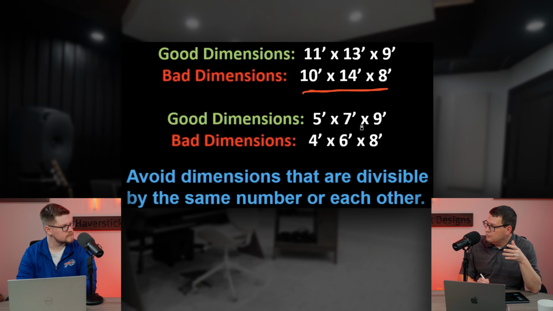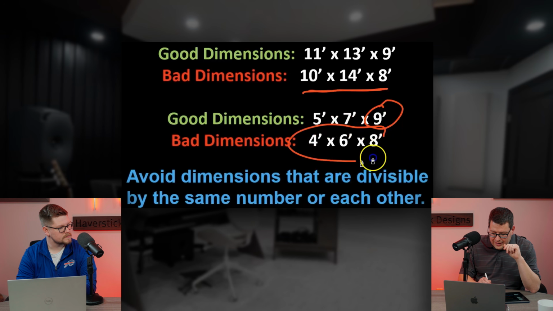This next one down below, good dimensions, 5 by 7 by 9. I recommend that size for a vocal booth all the time because they're really great dimensions. The room sounds pretty amazing for a small size room. And if you don't have a 9-foot ceiling height, you can switch that up. It could be 5 by 9 by 7 if you only have a 7-foot ceiling height. But 5 by 7 by 9 for a vocal booth is awesome.